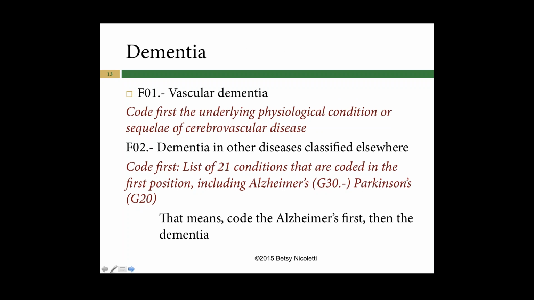Okay, so let me start with dementia. We have vascular dementia, and if we had a book in front of us, it would say code first the underlying physiological condition. So they're saying to you, don't use F01 category code first. Code first the underlying physiological condition. And F02, dementia in diseases that are classified elsewhere, it tells us code first the underlying condition. And if I look at F02 in the code book, there are a list of about 21 conditions, including Alzheimer's or Parkinson's disease. So that means if you have a patient who has dementia, and it's caused by Alzheimer's or Parkinson's or one of those other 20 conditions, you would code that first.